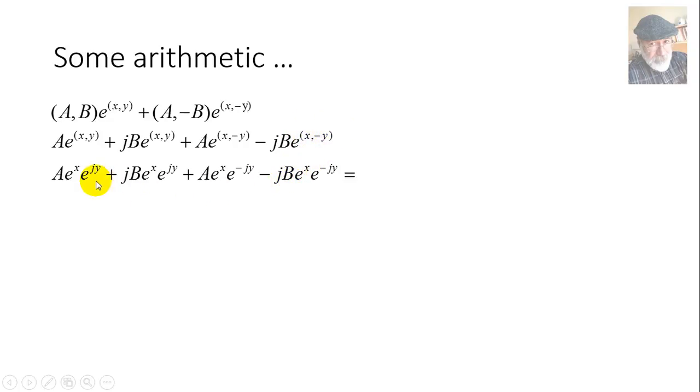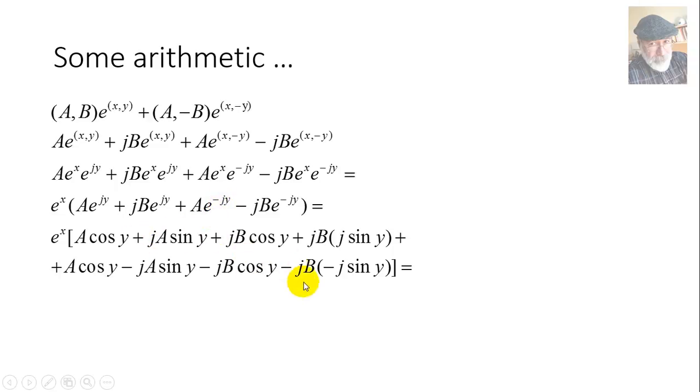Fine. And now what I'm going to do is, first, I factor out e to the x. You see it's in every term. And then I use Euler's identity to expand each one of the four terms, e to the imaginary number yj or negative yj. There is your expansion. In that expansion, let's review only one of the terms, the first one. This would be a times cosine y plus a times j sine y. Here it is, j a sine y. And the same for the other terms.